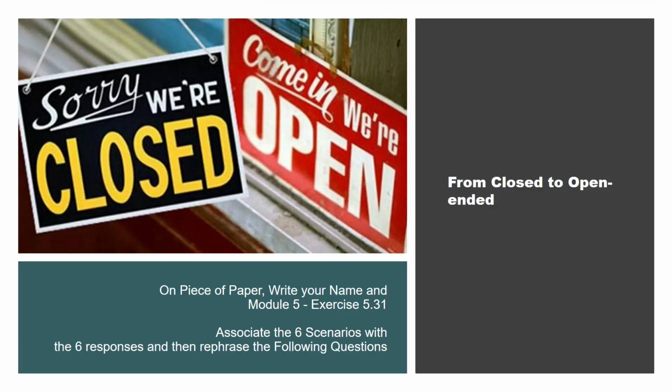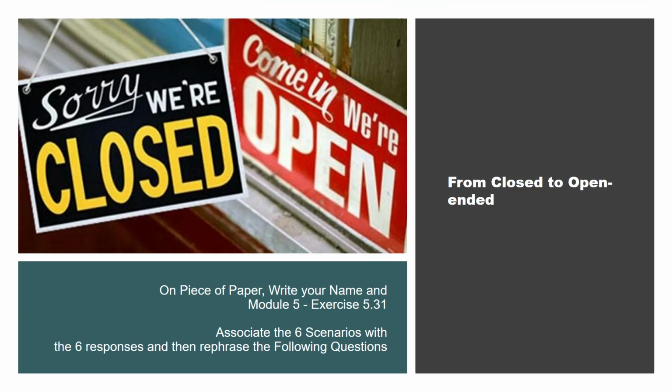So we will do a certain exercise in class on a piece of paper. Write your name in module 5, and I won't show you this now. I'll bring this up in class so you'll see what's coming up. It will be called exercise 5.31. I put this up here to show you how we go from closed questions to open questions. So we'll bring this up in the next class.